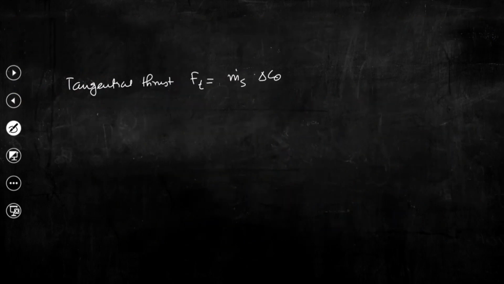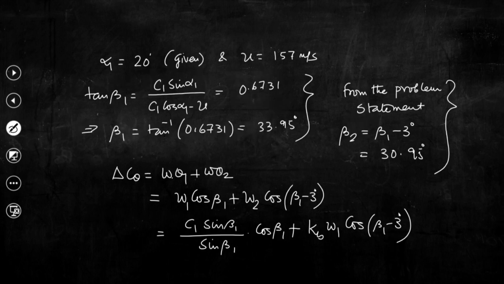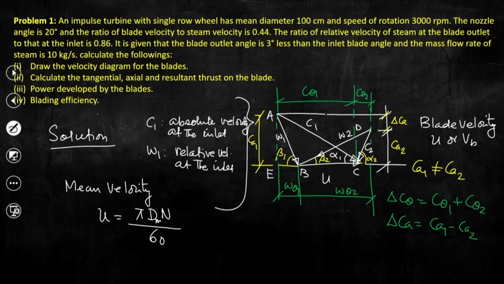So, this is 10 kg per second. Similarly, we can calculate axial thrust F A, that equal to m dot s into delta C A, right. So, now how can we calculate delta C A? Delta C A equal to, so delta C A, if we look at the geometry, delta C A equal to C A 1 minus C A 2.